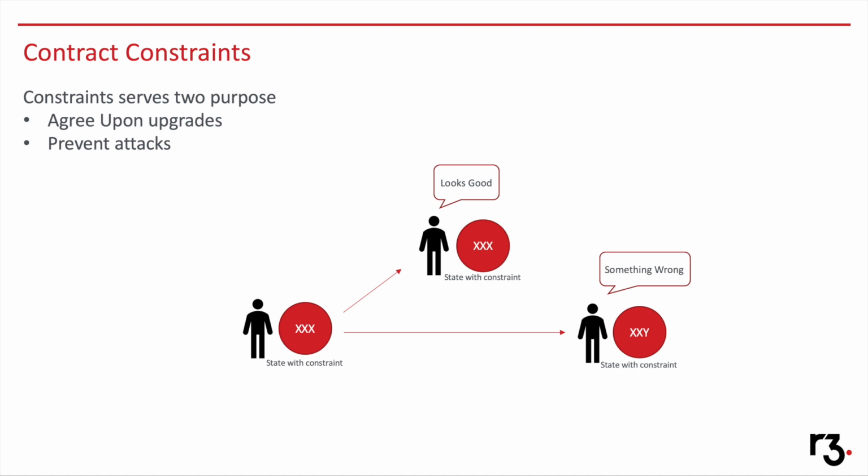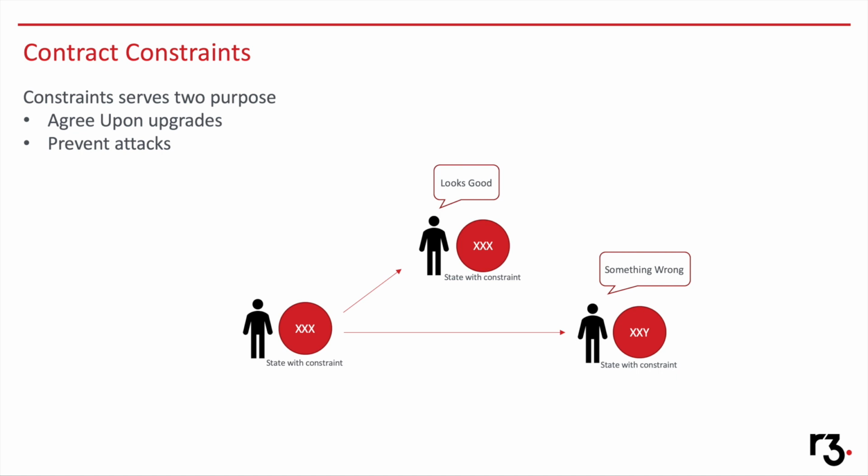Thus, constraints solve two different purposes. One, it helps parties to agree on upgrades, which means parties can make sure that they're transacting with a counterparty on an agreed version of the contract, because any deviation from the agreed version would result in a failed transaction.